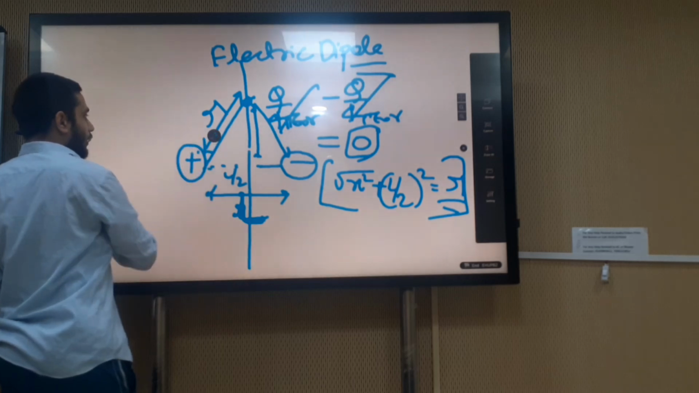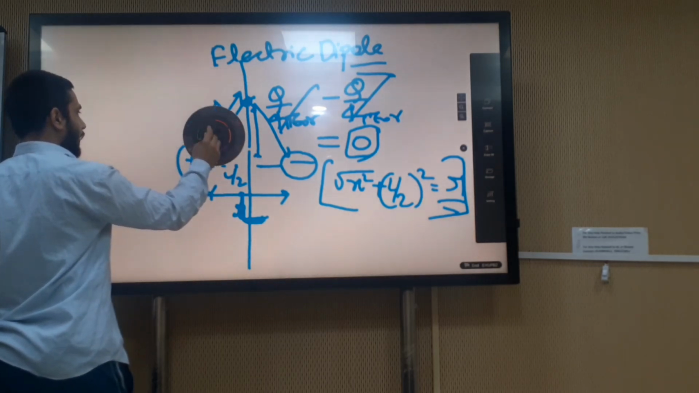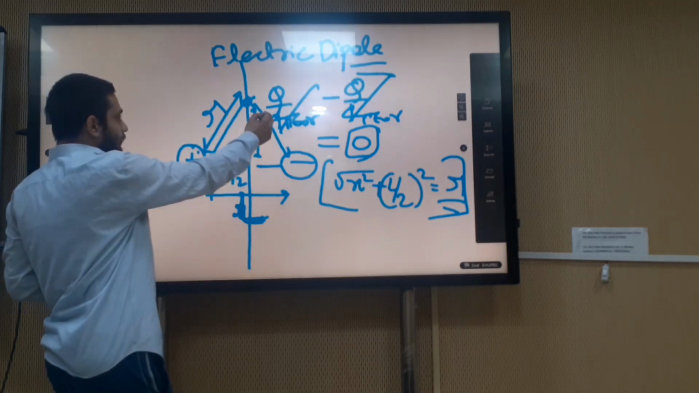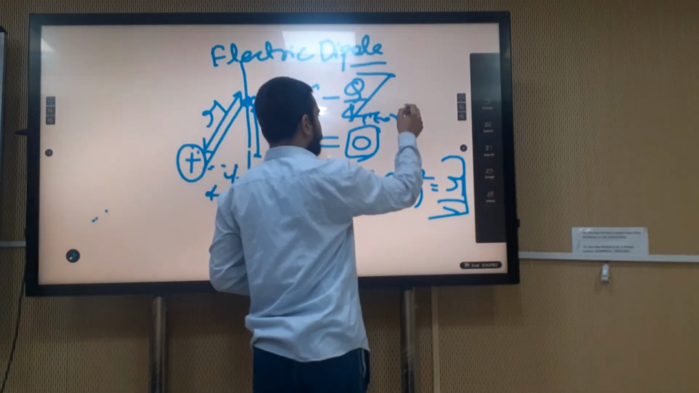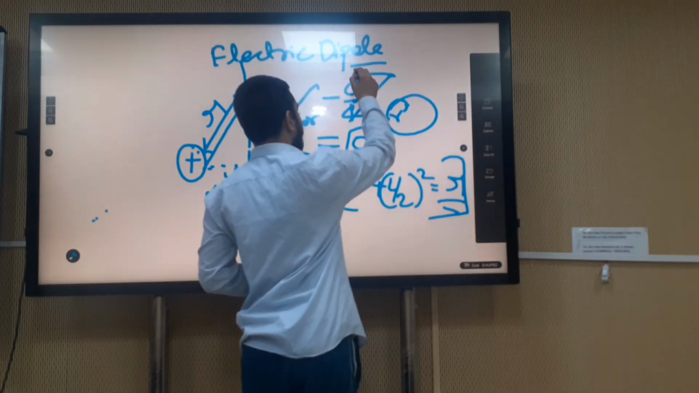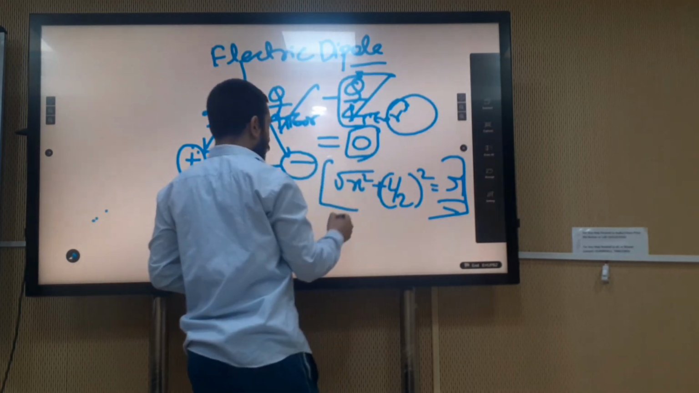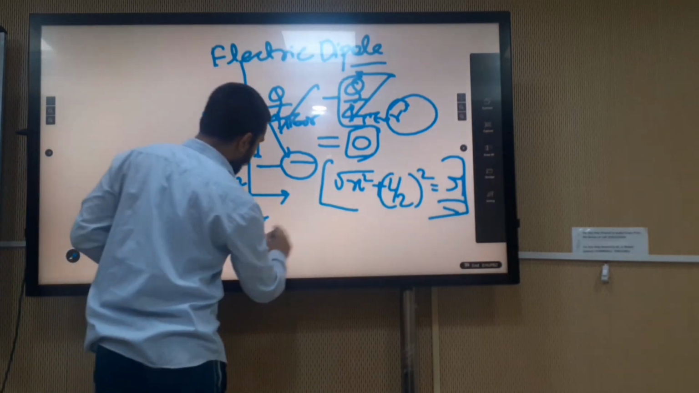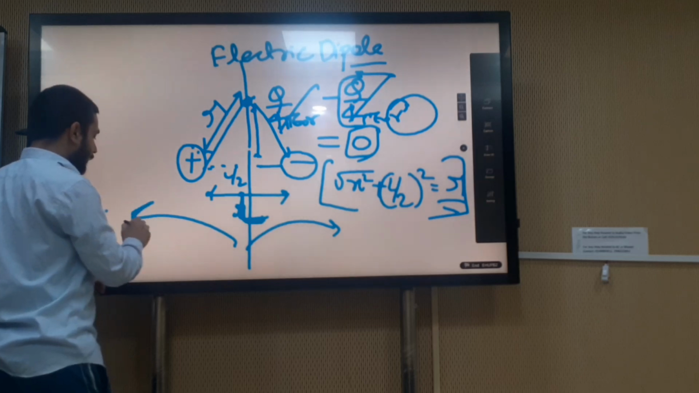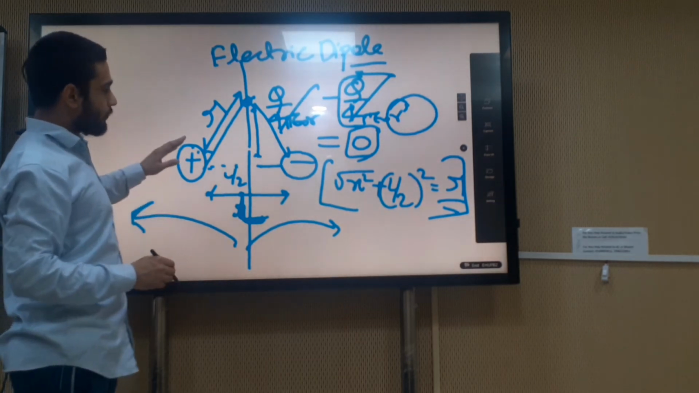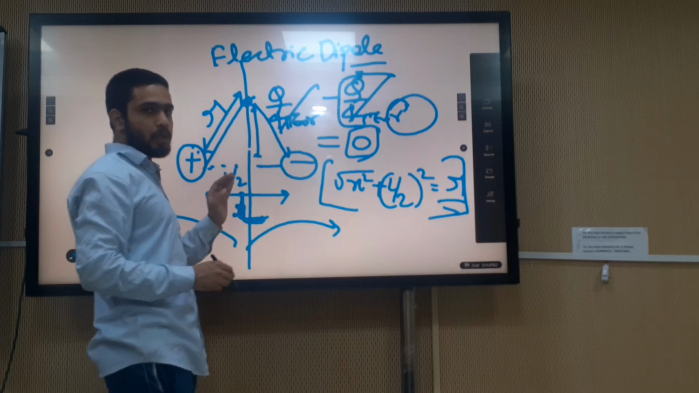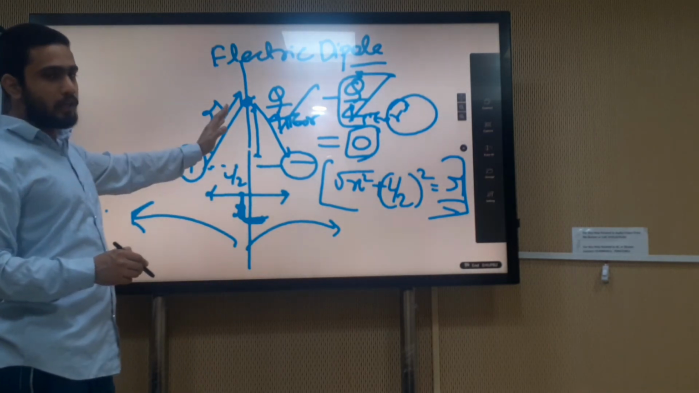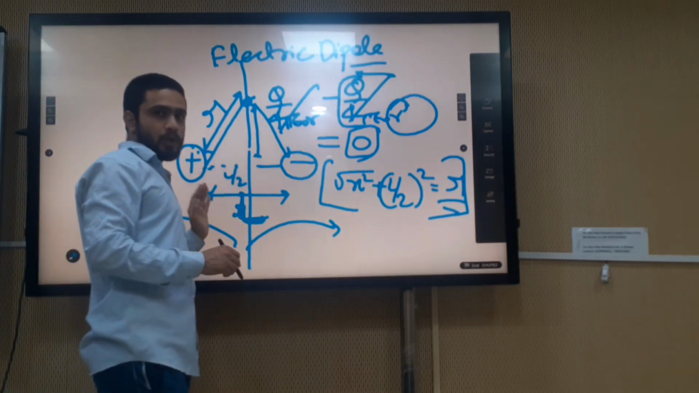If we move towards the positive charge, what will happen? This capital R will increase, so this will decrease. Now what will happen if we change our distance? If we move here and here, what will be the electric potential of the electric dipole? If it is asked in any question what is the electric potential about the plane which is dividing the electric dipole of length L, the potential will be 0.